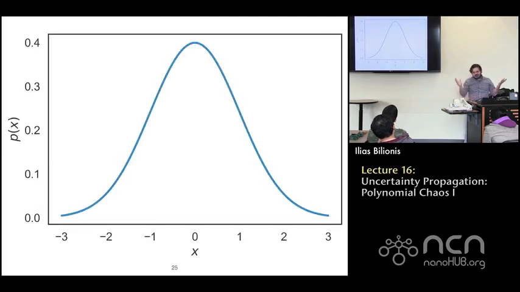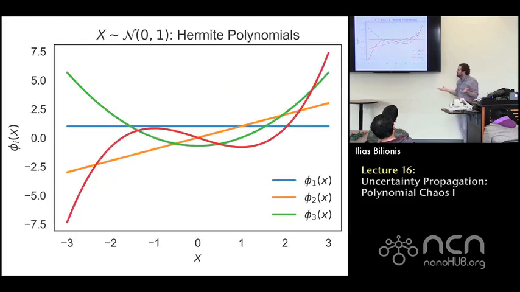So this is P of X, and this is how they look. They're polynomials. The blue one is the constant one. The second one is the orange one, then the quadratic one is the green one, the cubic one is the red one, and so on.